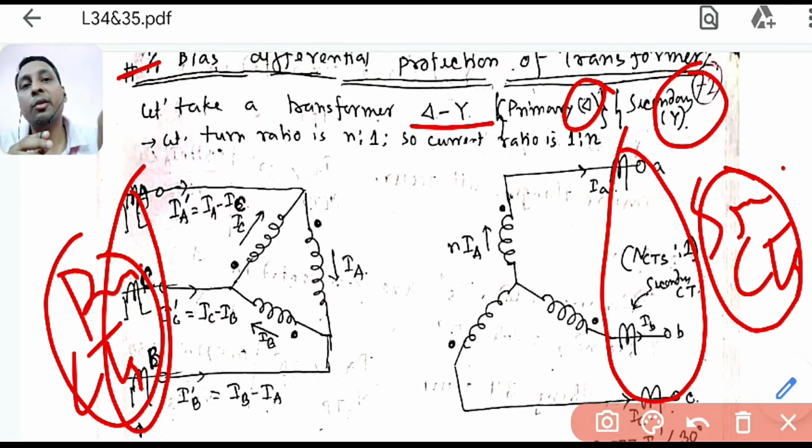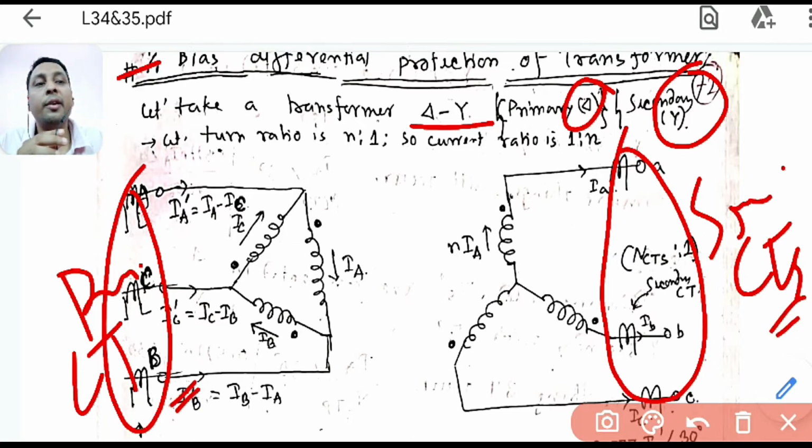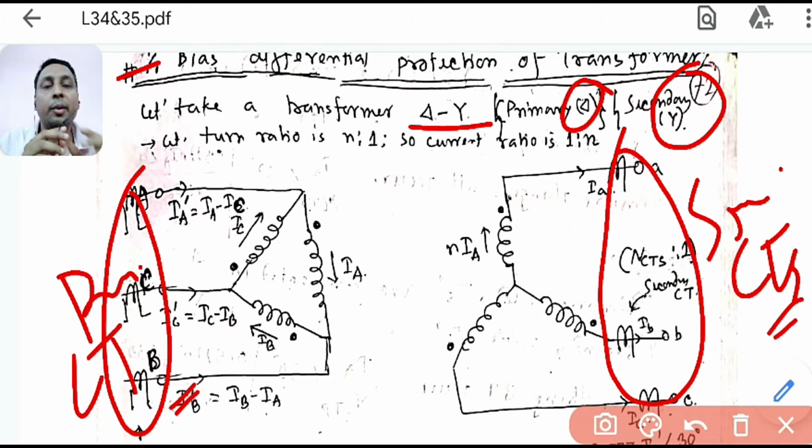So how should your CTs be connected? These two CTs can be connected in star, or they can be connected in delta. How they should be connected is what we are seeing. If it is a star-star or delta-delta connection, you can keep your CTs also star-star or delta-delta, there is no issue. But the problem will occur when there is a shift in line currents, as you have seen in the case of a delta-star connection.